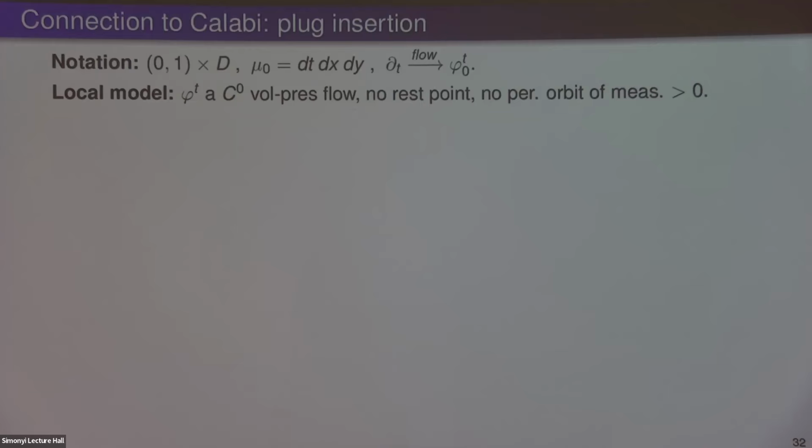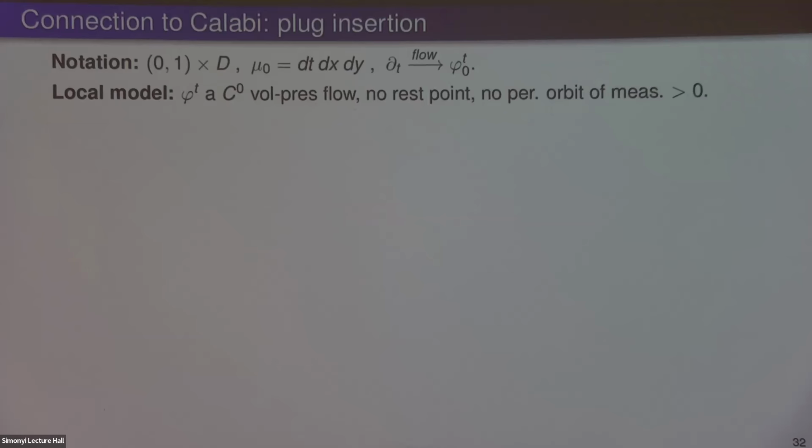To explain this, first some notation. Let's consider the cylinder, so [0,1] times the disk. On this, you have the standard volume form, so dx dy is the standard area form on the disk, and dt is length on the interval. And on the cylinder, you have the trivial horizontal flow, which I'm denoting by phi 0 superscript t. So this is volume preserving. And it turns out it's a bit of a lemma that one needs to prove: for the class of volume preserving flows we are considering, this is a local model. So it gives you a flow box near every point. You have a flow box that looks like this.